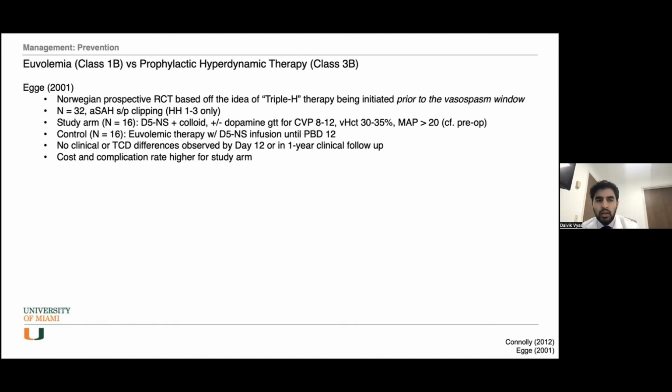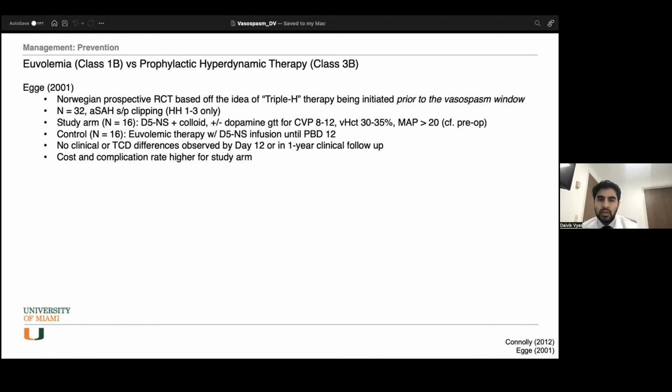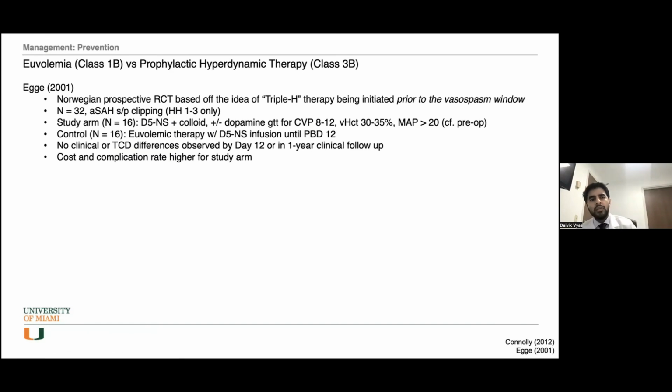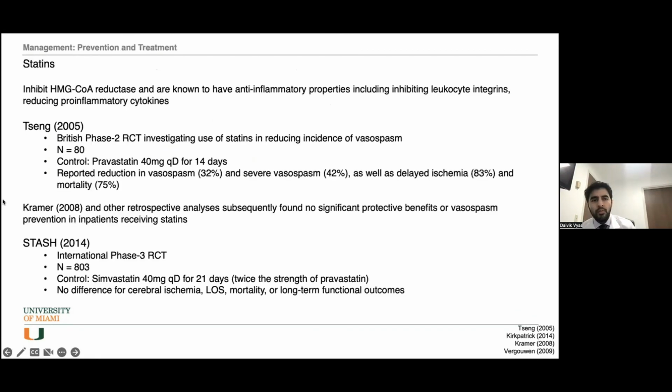And ultimately, they found that there was no clinical difference by day 12 or in 1 year clinical follow-up for the patients who were in the study arm. What they did note, though, was that the cost and the complication rate was higher for inducing hypertension preventatively in these patients. So right now, the overwhelming guideline is just to maintain euvolemia for preventing spasm, but things get a little bit murky when we go into treatment. I'll cover that in just a second.